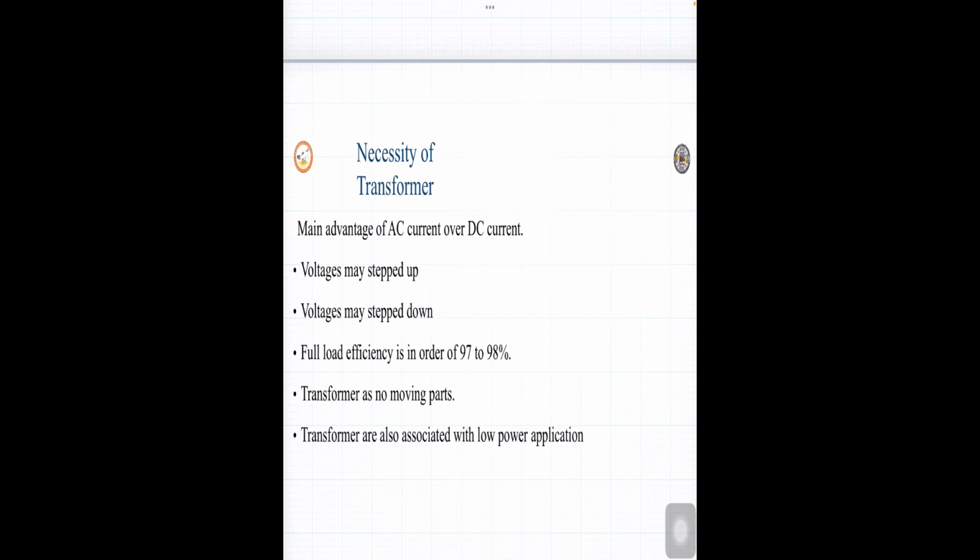Also, the transformer is the only device practically wherein we will be able to achieve 97 to 98% efficiency, as it has no moving parts. Also, the transformer is associated with low power applications.